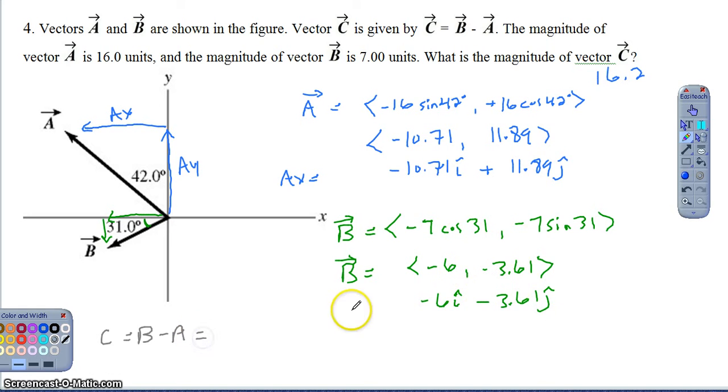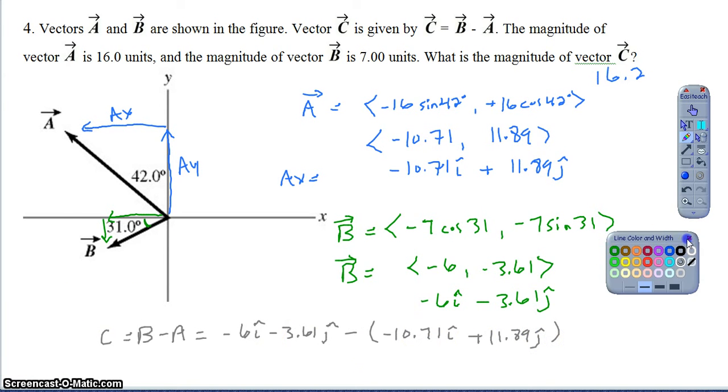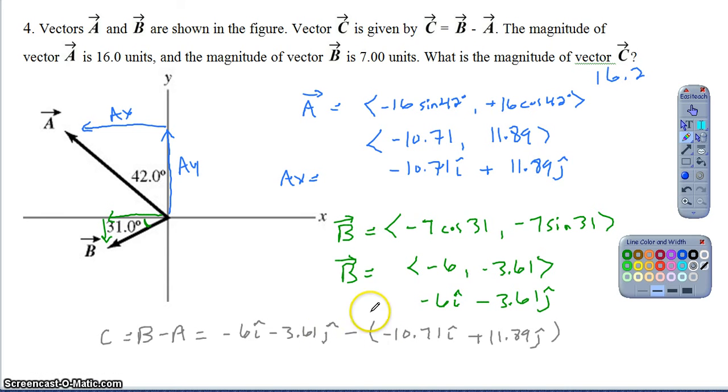So what I mean by that is I may even just use the I and J format down here. What I will do is negative 6I minus 3.61J minus the entire vector for A, so minus negative 10.71I plus 11.89J. So I've got those two vectors set up, I'm subtracting them, and that is the biggest key, making sure we're not accidentally adding them, but we are in fact subtracting them.